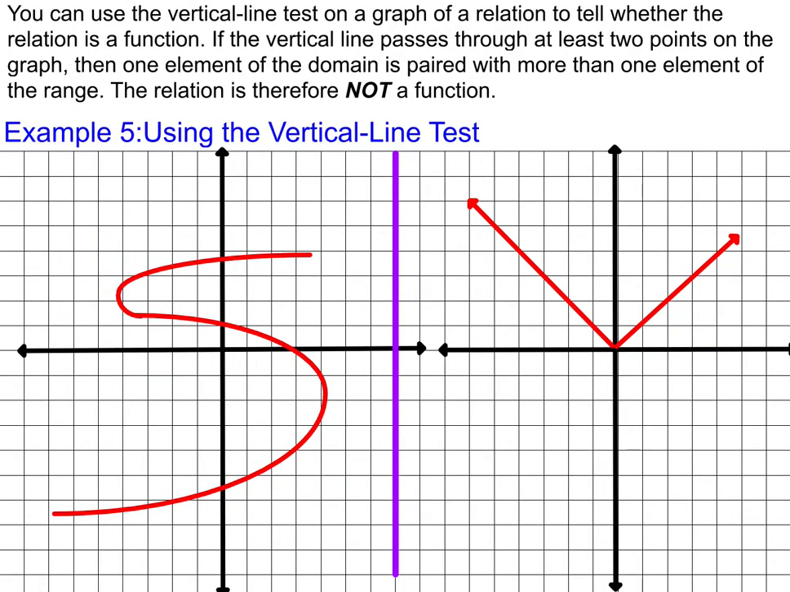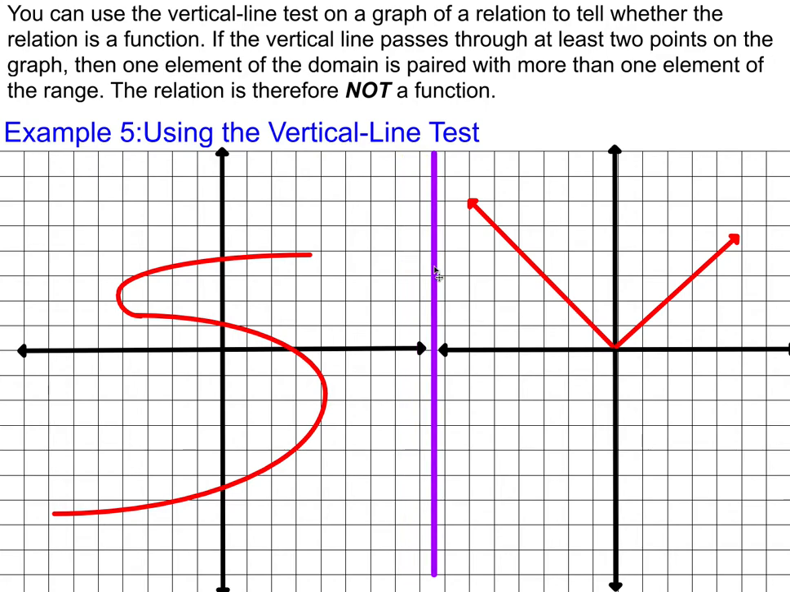Sometimes you're going to have graphs and you're going to have to determine, is this a function? Well, what we have is something called the vertical line test. What the vertical line test says is it's a function if you can take a vertical line and go across the graph, and at no point is that vertical line touching two separate places on the graph. This is the exact same thing that we just talked about. The x values are the domain. They have to go to exactly one y value. If they go to more than one y value, we have a problem. So let's look at that.